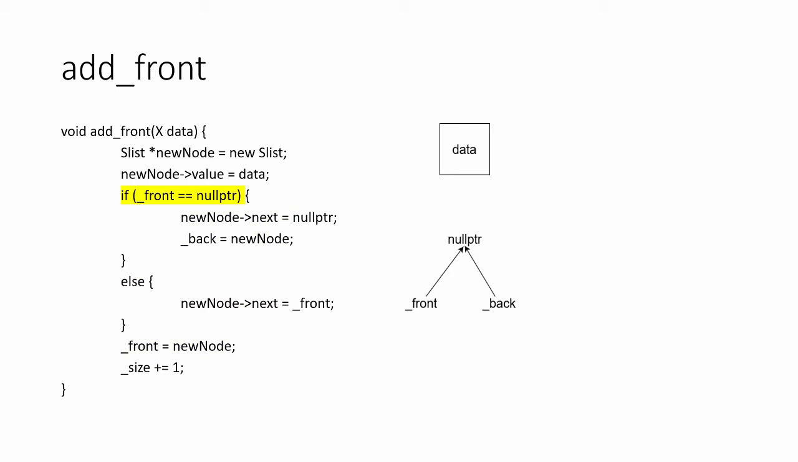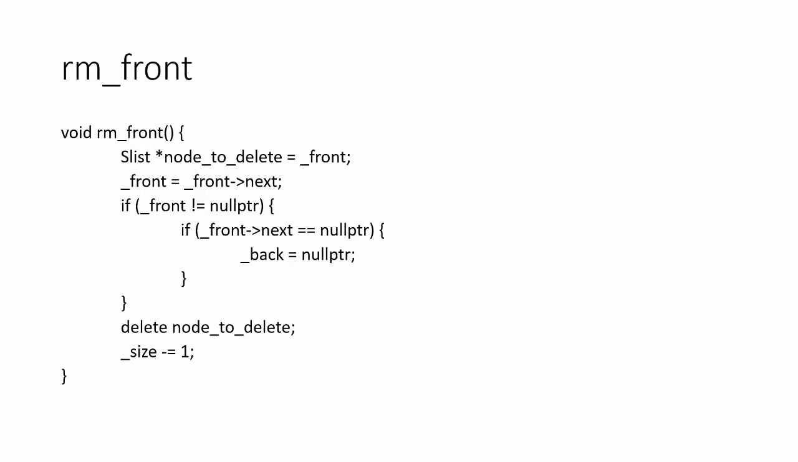Here I say if front is equal to null pointer, I consider it empty, but I can call the empty method itself too. It's just a different way of doing the same thing. So now let's move on to remove front, and this gets a little bit trickier just because adding data is relatively easier than removing data.